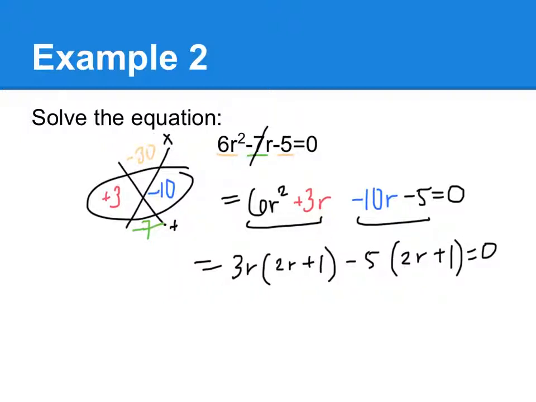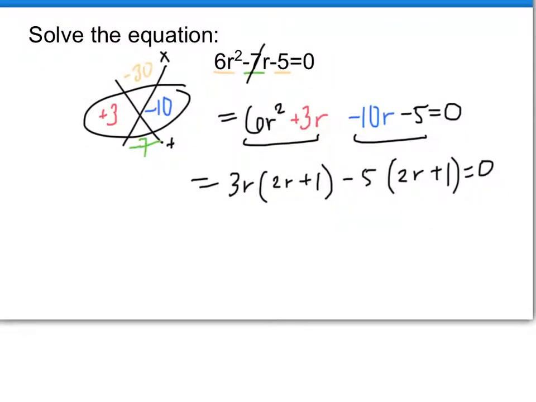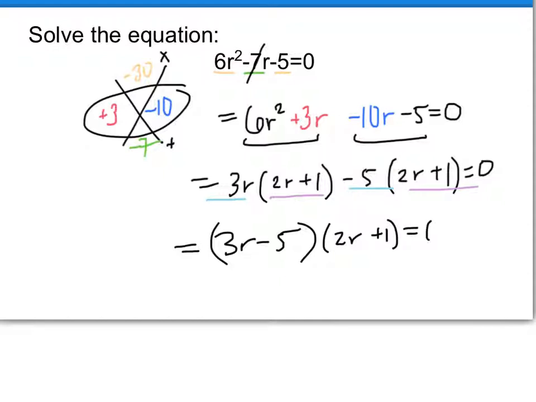Alright, so here's the final part. Let me split this up. You can put these two together, you can put these two together, and you're going to be left with 3r minus 5 and 2r plus 1 equals 0.